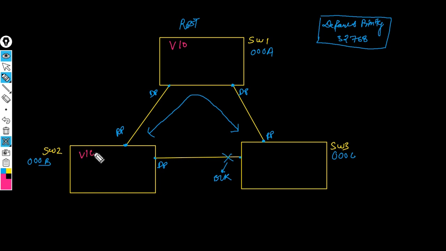Now see, you create VLAN 10 in every switch. Who will be the root for VLAN 10? Switch 1. You create, let's say, VLAN 20. Who will be the root for VLAN 20? Switch 1 only. Let's say you create VLAN 30. Who will be the root for VLAN 30? Switch 1 will be the root for VLAN 30. Means all the traffic will be going via this only. This link is getting wasted.